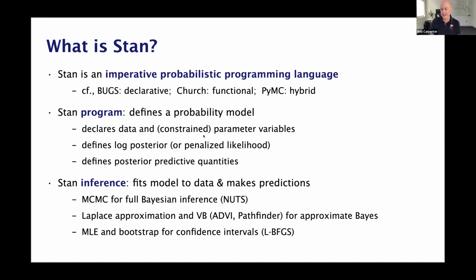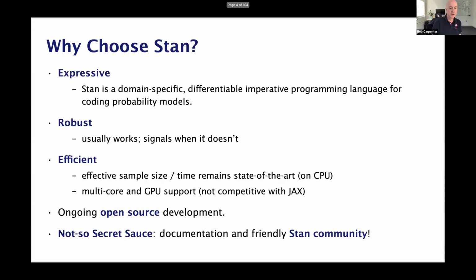Stan inference then takes a model that you wrote and data and it makes some kind of prediction, some kind of estimation. It does MCMC for full Bayesian inference using NUTS. It does Laplace approximation and variational Bayes. For variational, we have ADVI and Pathfinder. And it can also be used for MLEs and to bootstrap for confidence intervals, although I think there's roughly zero people who use Stan for that. It's totally set up. Our manual tells you how to do it.